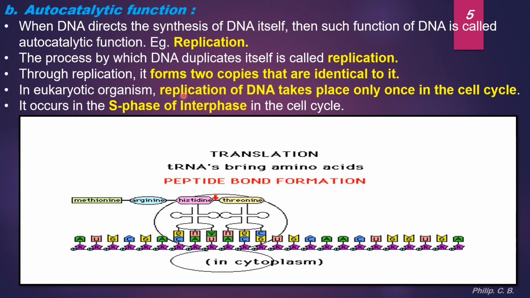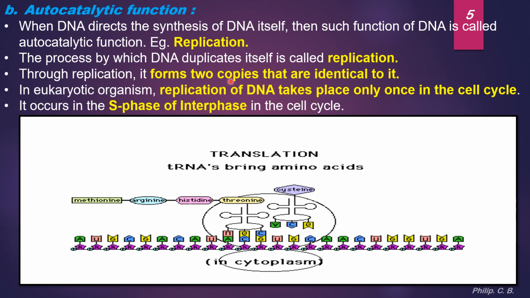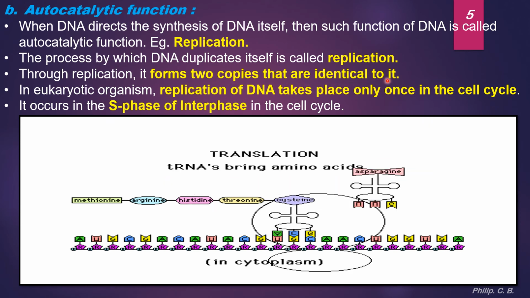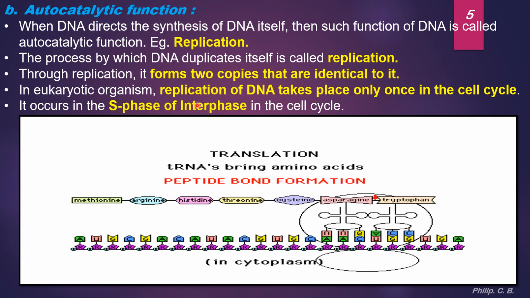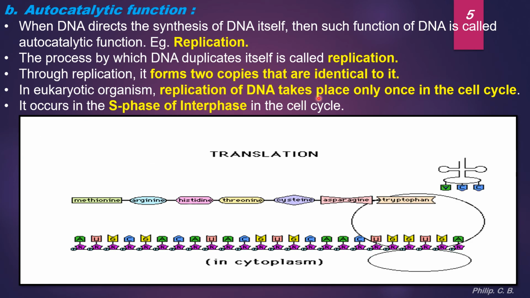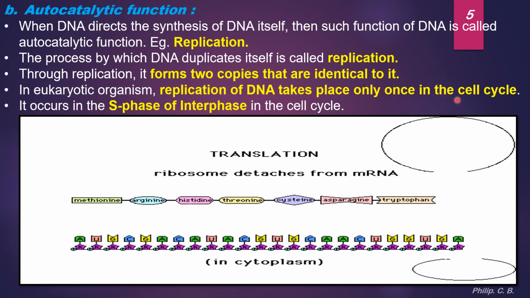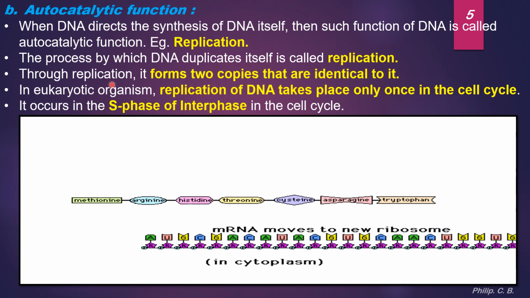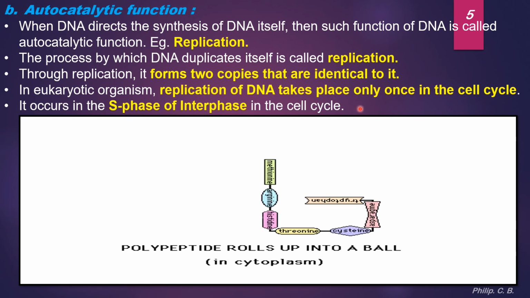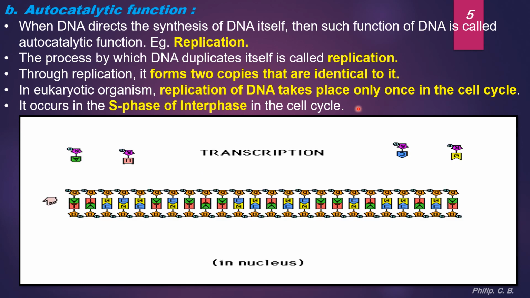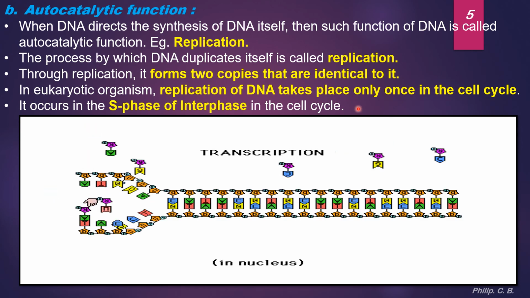Through replication, it forms two copies that are identical to it. In eukaryotic organisms, replication of DNA takes place only once in the cell cycle. Further, it occurs in the S phase of interphase in the cell cycle. So it takes place during the S phase of the interphase.